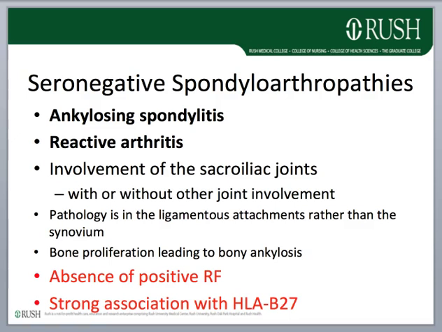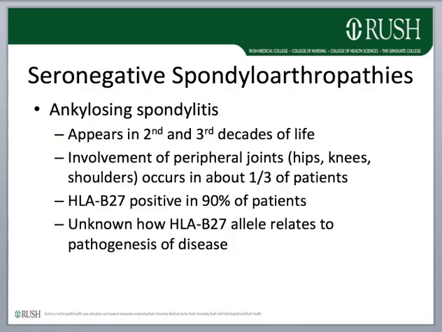These are called seronegative because of the absence of positive rheumatoid factor, which differentiates it from rheumatoid arthritis, as well as a strong association with HLA-B27. Ankylosing spondylitis occurs in young persons, typically appearing in the second to third decades of life. In addition to involvement of the sacroiliac joints, peripheral joint involvement occurs in about 1/3 of patients. There's a strong association with HLA-B27, but it's unknown how this HLA allele relates to the pathogenesis of disease.